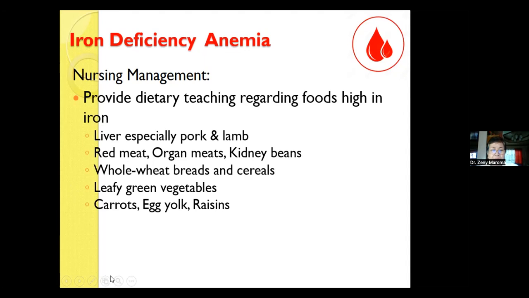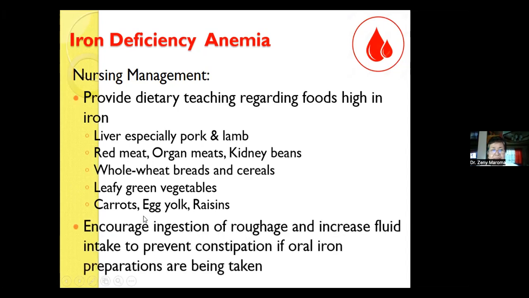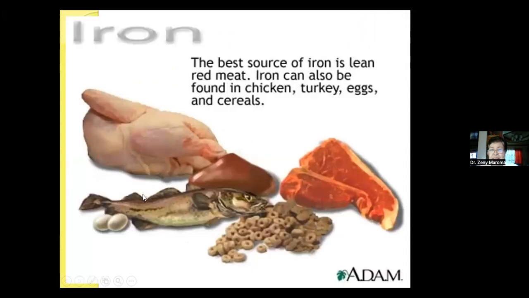Pero among these, the best source is egg. Best source of iron. Okay. Now to prevent constipation, encourage high roughage diet, high fiber, and increase fluid intake. All right? So, yan ang mga tatandaan about iron. Ayan, best sources of iron: red meat, chicken, turkey, eggs. Okay? Kasi eggs is highly affordable.